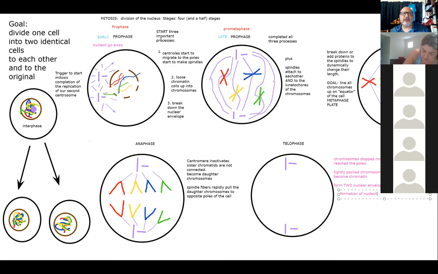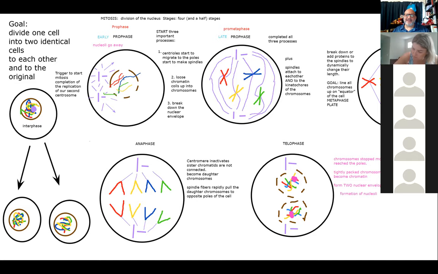So what happens is, and let's go ahead and draw this in brown, we start to get a new nuclear envelope that is forming over here on this side. We get a new nuclear envelope that is forming here on this side. And inside of it, we are getting our loose chromatin. And at this point, nucleoli can start to form in here as these nuclei start to be able to make new proteins.